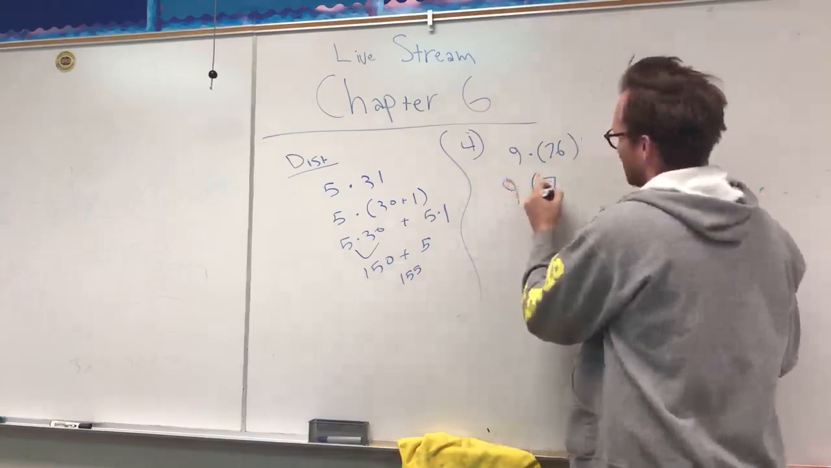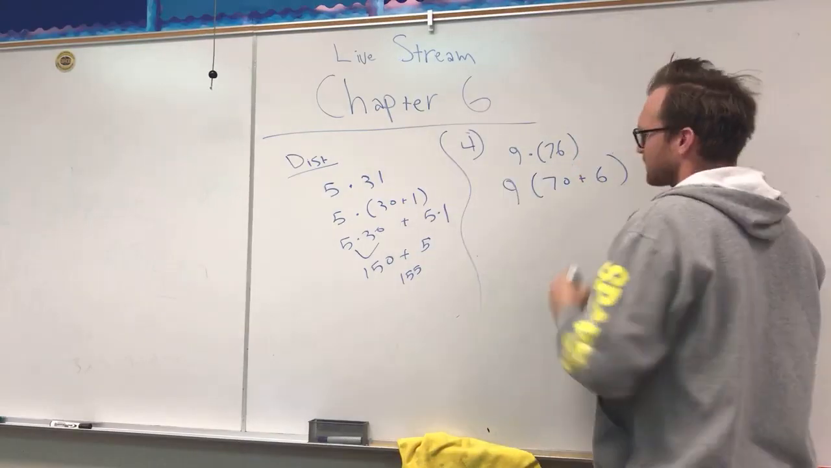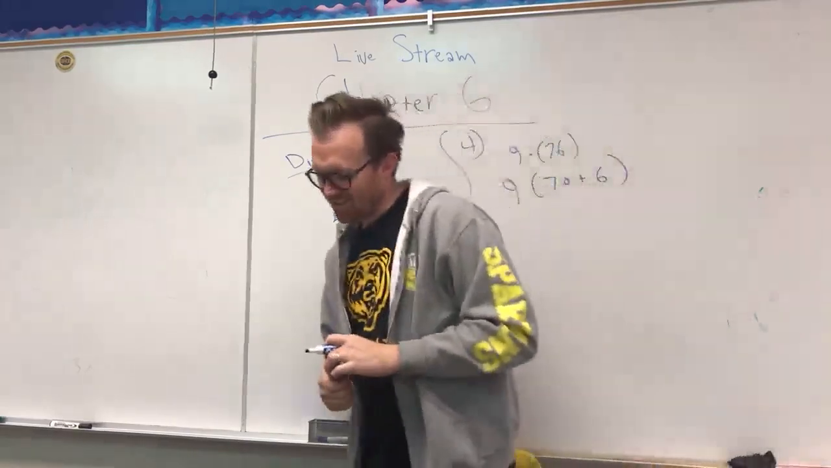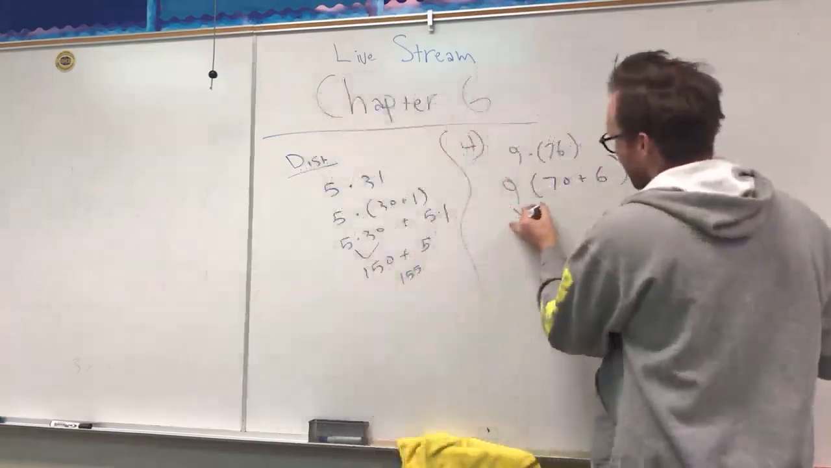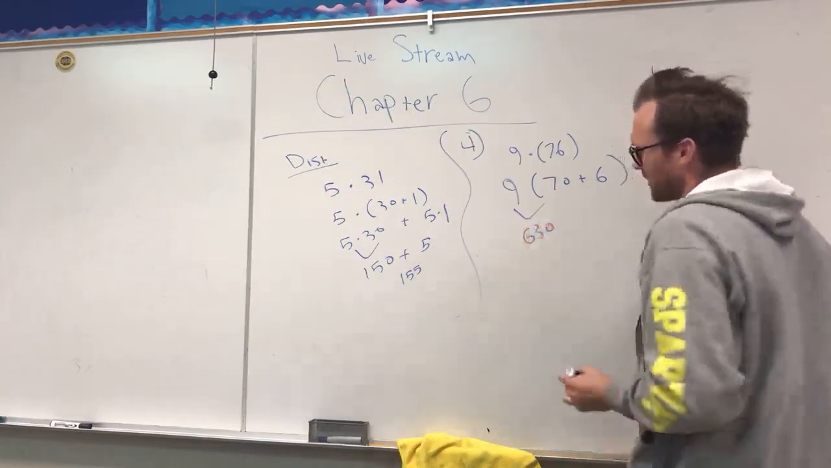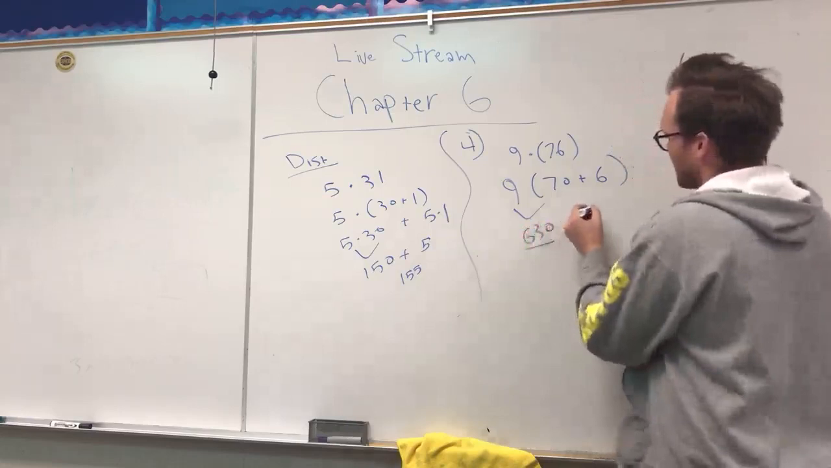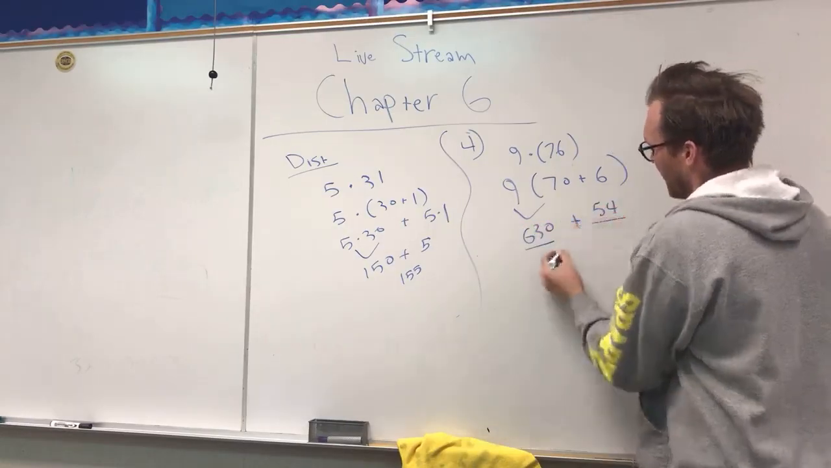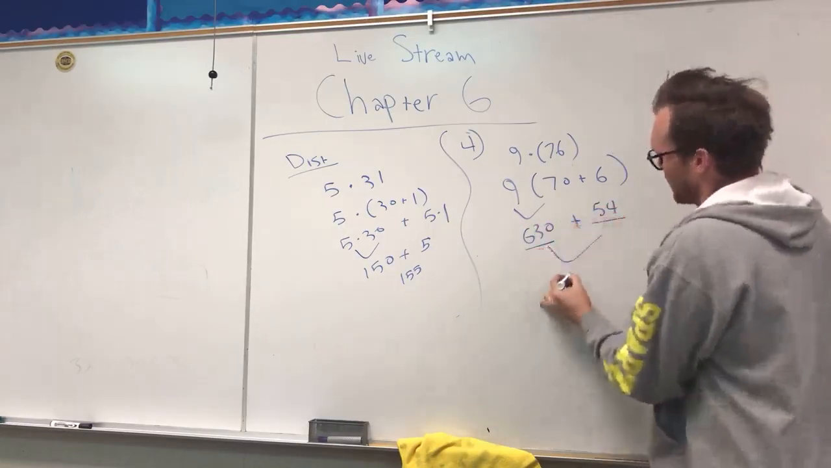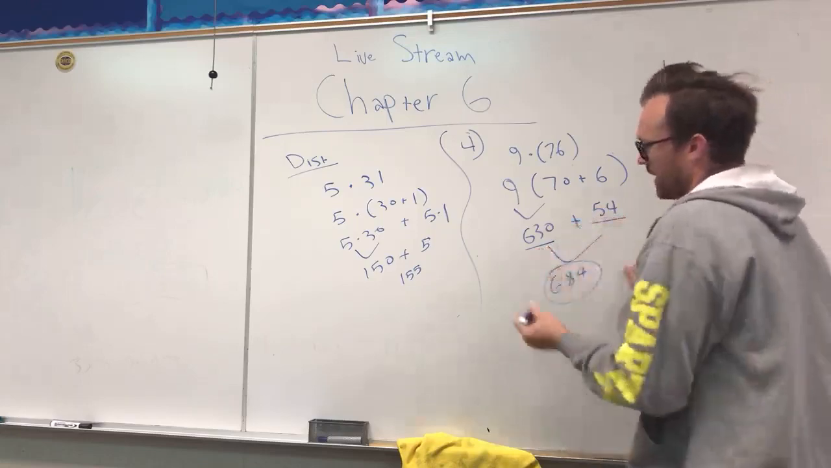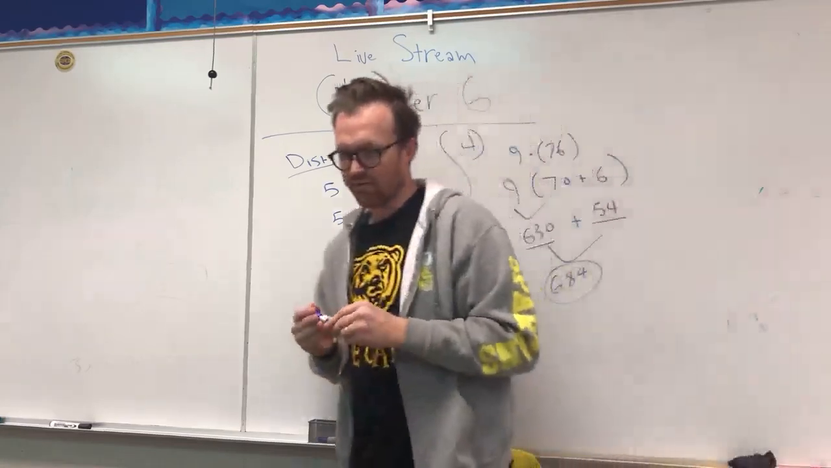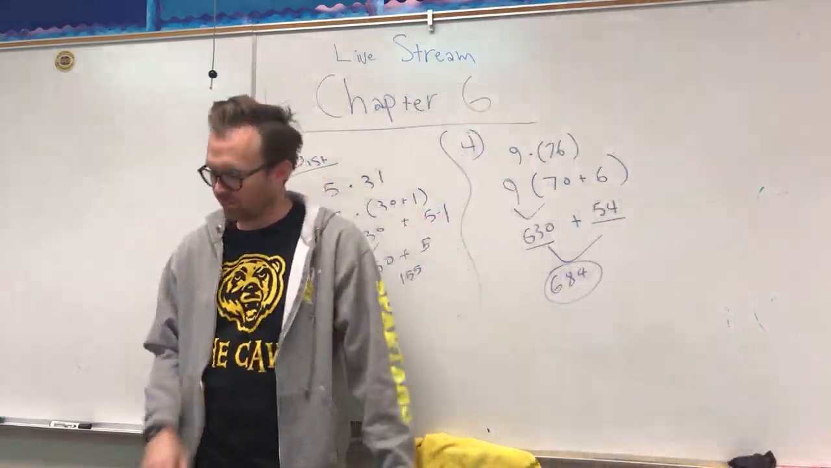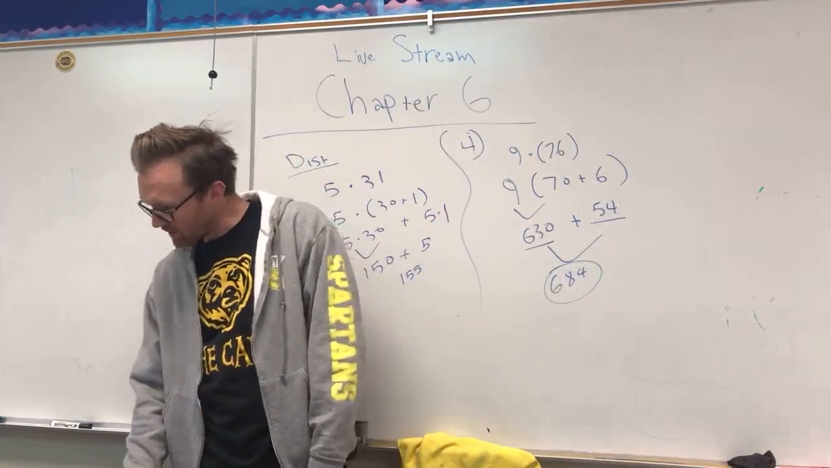So you can break up 9 times 70 plus 6. Serenity, you're going to do 9 times 7, which is 63. So 9 times 70 is 630. 9 times 6, I know, is 54. Add them up, and you're going to get 684. That is the same idea of breaking it up using distributive property. I hope that makes sense.